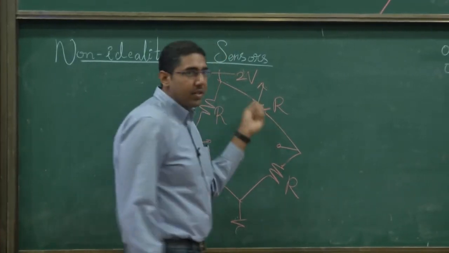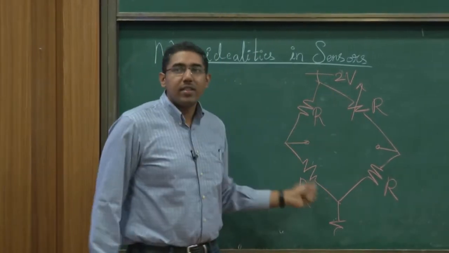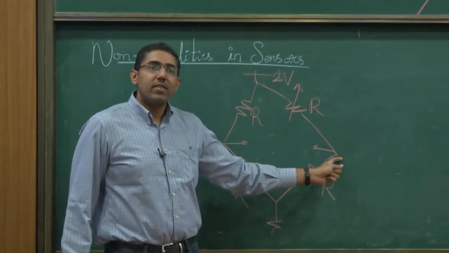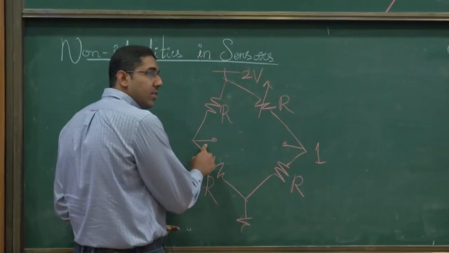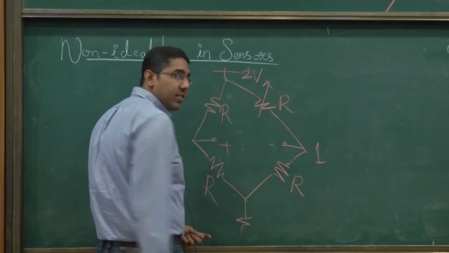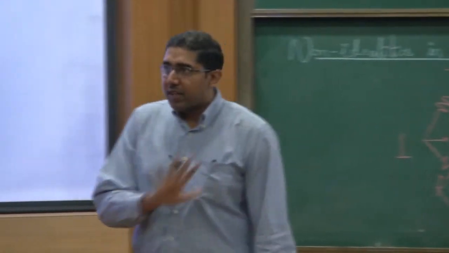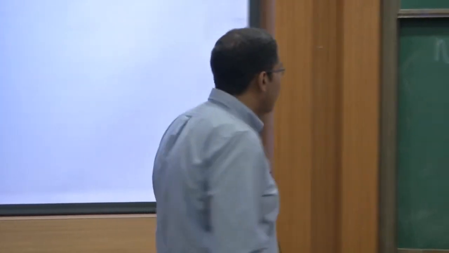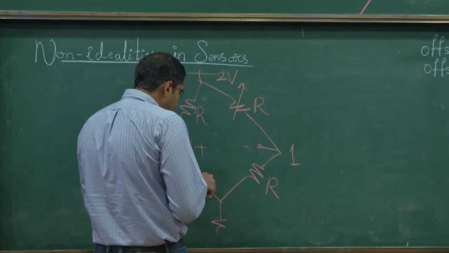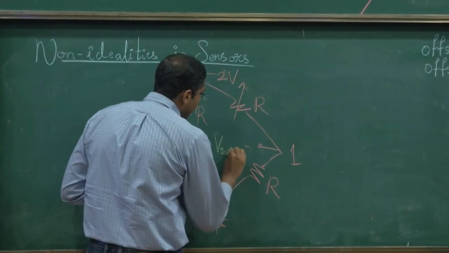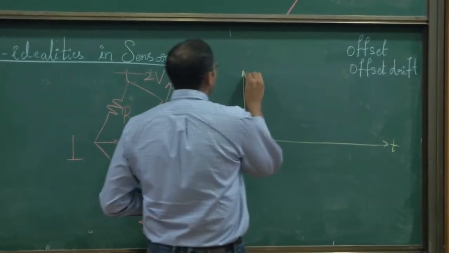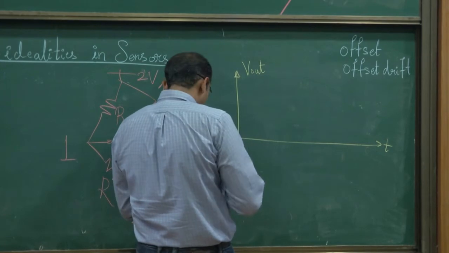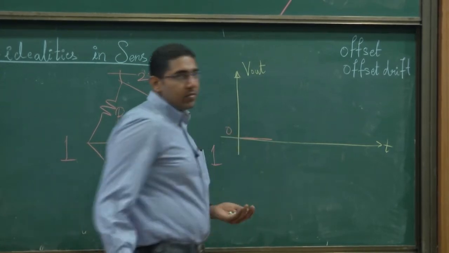Let's take one of them as our sensor. All of them have a resistance R. What is the value here? 1 volt, right? Nominal value is 1 volt. Here, 1 volt. What is this difference? 0, right? So everything being perfect, this differential output here, V out, should be 0. So when you plot V out versus time, you should get an output of 0, right?